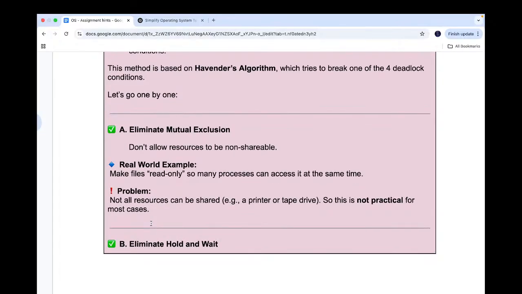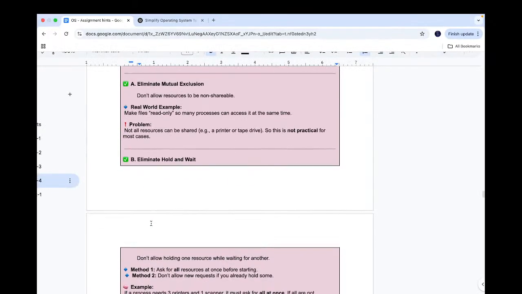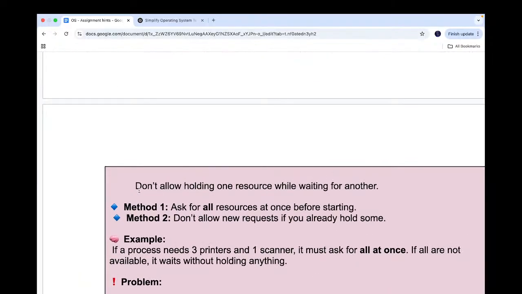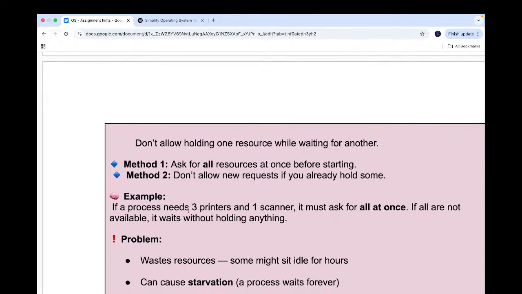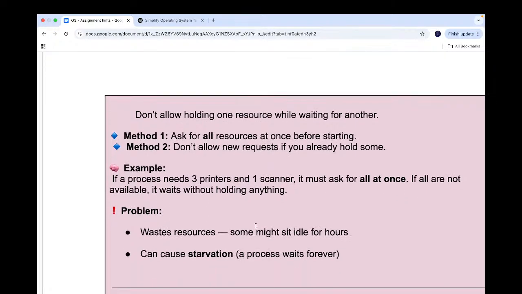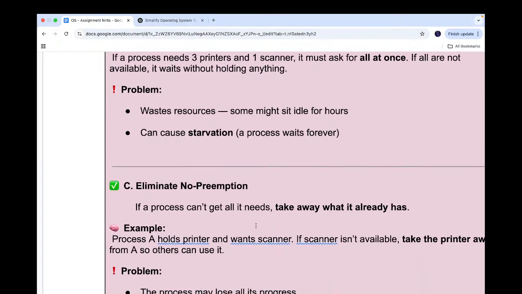Eliminate hold and wait. Don't allow holding one resource while waiting for another. Ask for all resources at once before starting. Don't allow new requests if the process already holds some. If a process needs 3 printers and 1 scanner, it must ask for them all at once. If not all are available, it waits until they are.